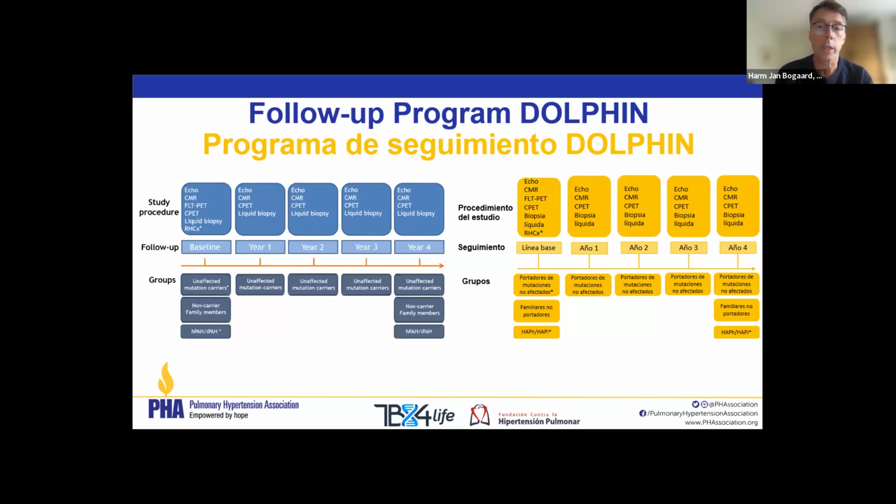So this is what we are doing in the Dolphin program. We're following individuals who are otherwise healthy but who carry the mutant gene. We do a whole range of tests like echocardiography, CT scans, MRI, exercise testing, blood sampling, and we follow them over time. And this allows some individual patients to get a very early diagnosis, improving their outcome, but also serves the PAH community at a larger scale to identify new markers of early pulmonary arterial hypertension.